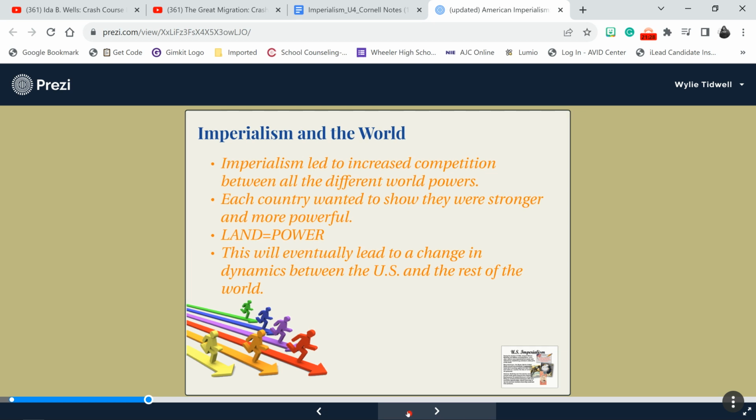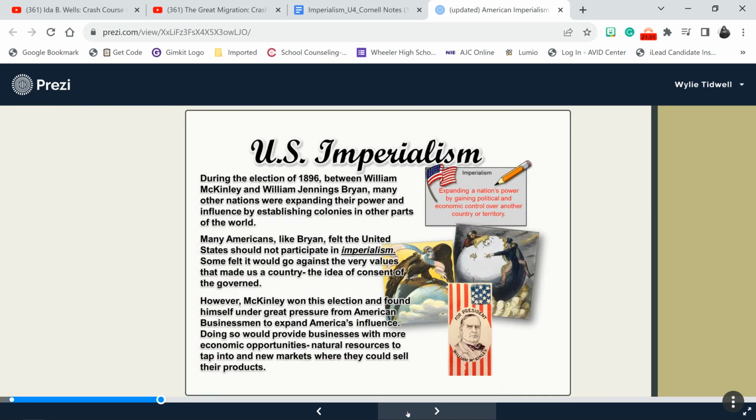All right. Keep going. So what is imperialism? I just want you to kind of see this. Basically, expanding a nation's power by gaining political and economic control over another country. That's all it is. Everybody got me on that? You could definitely go look at this and see more details, but that's all it is. You're more powerful? I'm taking. Got it? Yes? Okay.